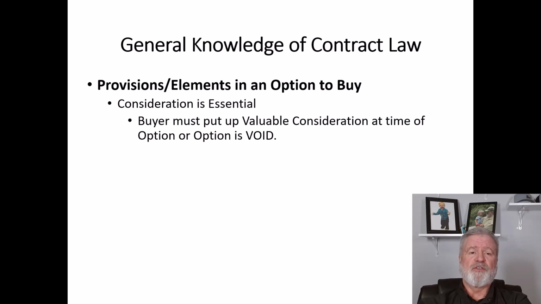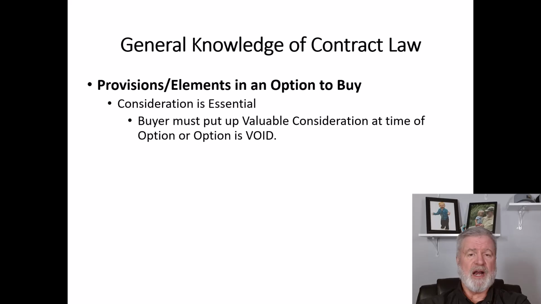In other words, what they're saying, the buyer must put up some amount of money. This is the consideration at the time the option to buy is agreed to. Now, how much money they put up, again, that's negotiable. There's no set amount. But the buyer must put up some amount of valuable consideration or money at the time they agree to the option to buy. Otherwise the option contract is void.